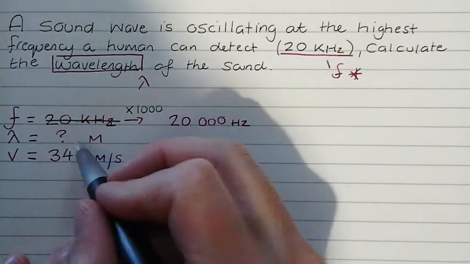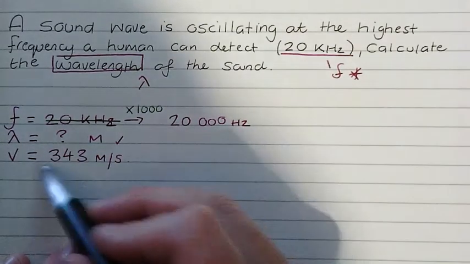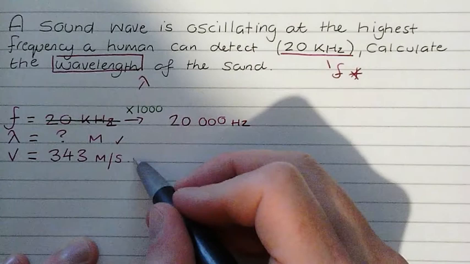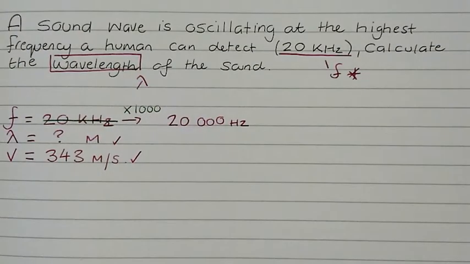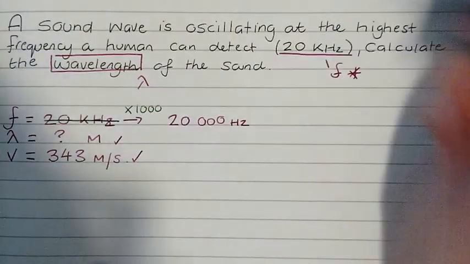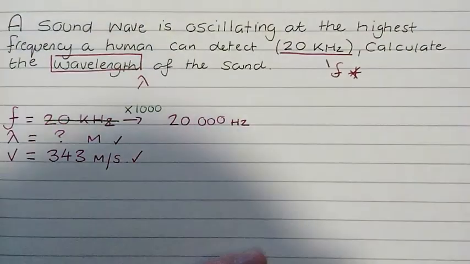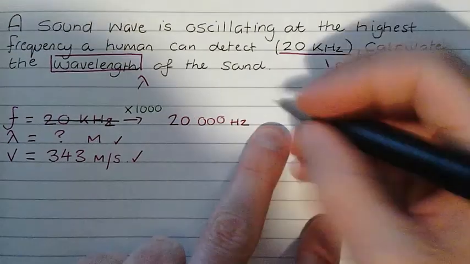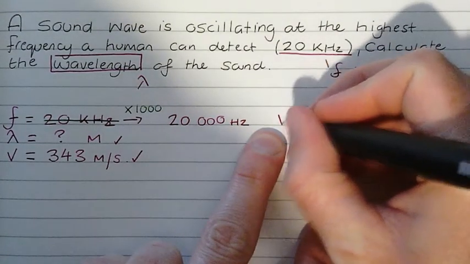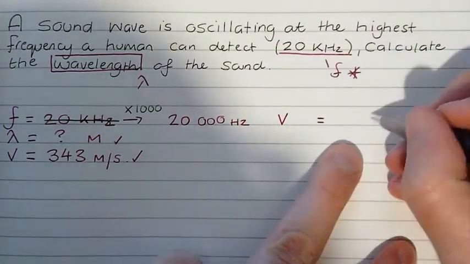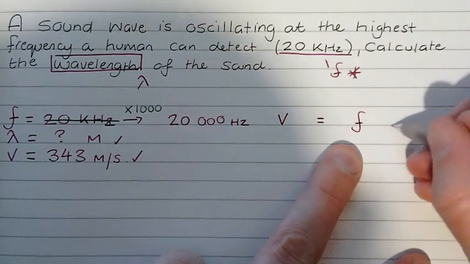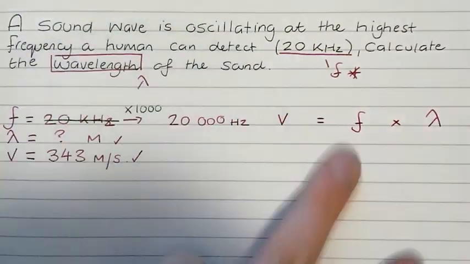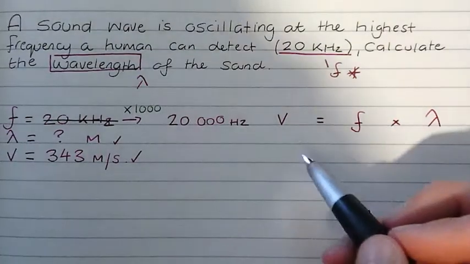This one, we don't know, it is going to be in meters. And this one is in meters per second. So that is the correct unit for velocity. So all the conversions are right. So we've extracted, we have converted. The next thing we do is we write our formula. I'm going to write it here. So V equals frequency times wavelength. Now we're going to substitute in.